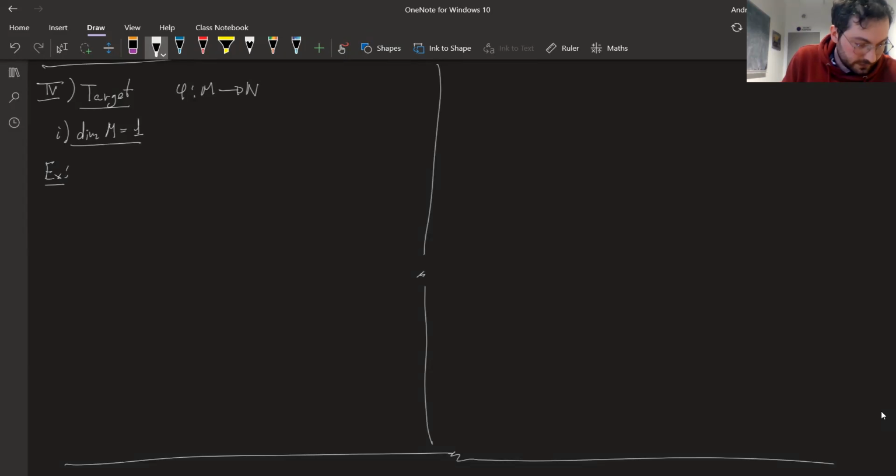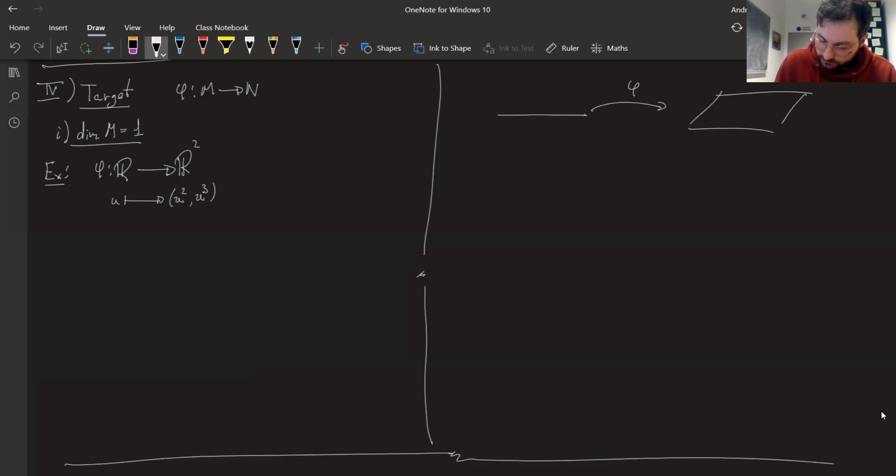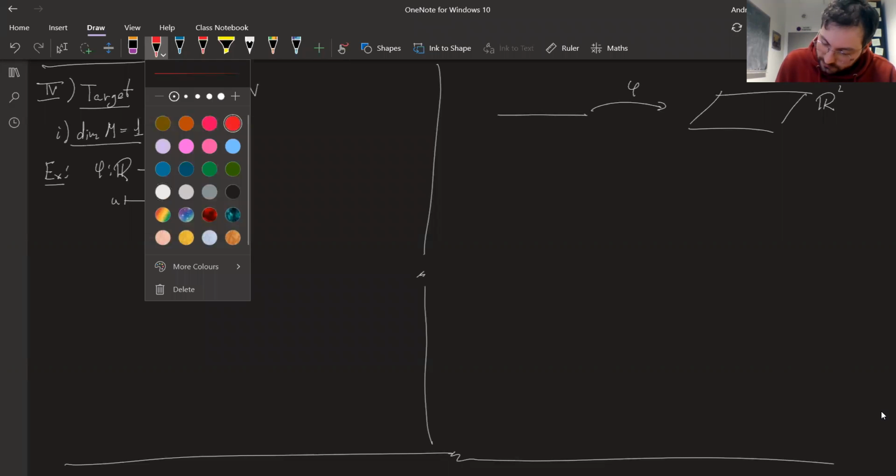An example is going to be phi from R to R2, the example that we've already seen. What do we do with it, right? U goes to, what was it again? I think I did U third or U square, maybe? U third. Right, I did this. Okay, so we're going to do this example. And as we saw, we started here and then we send to the R2. And then what we had in the image was a cusp.